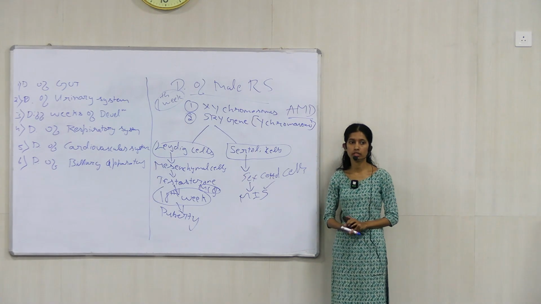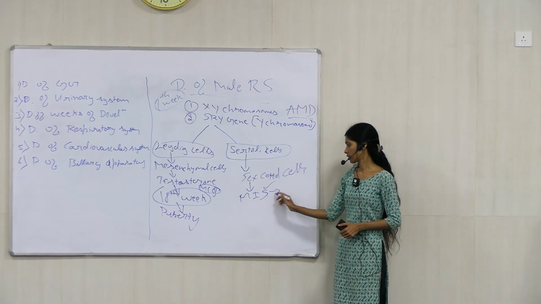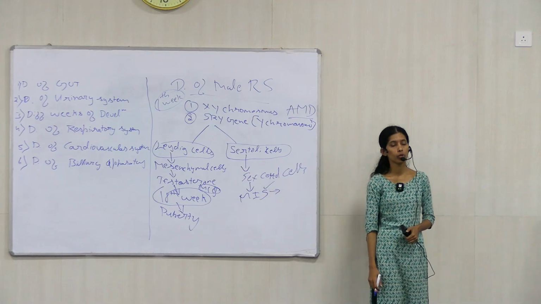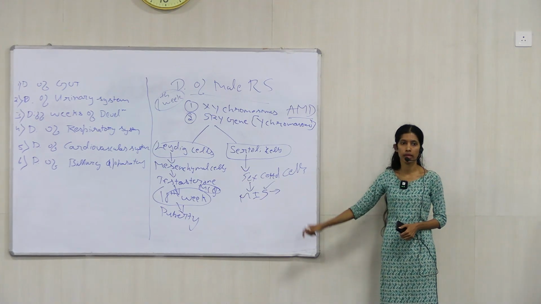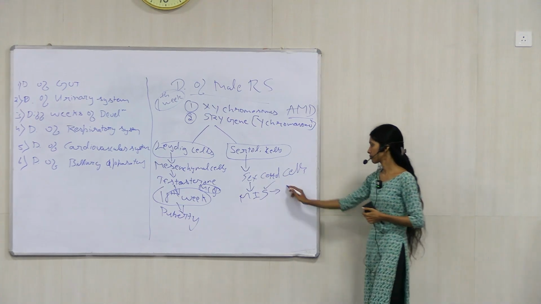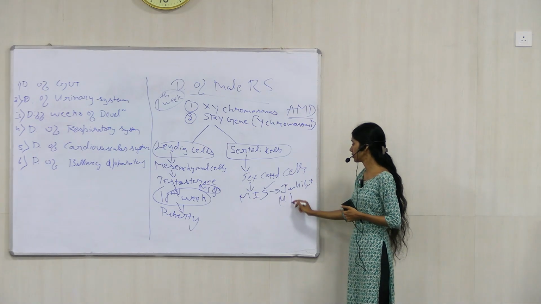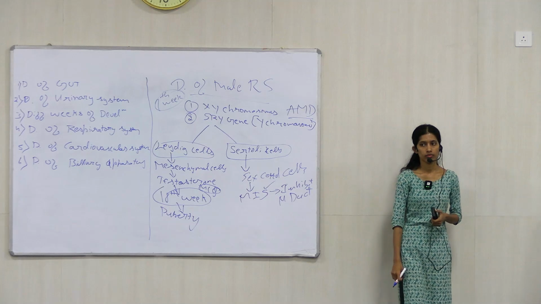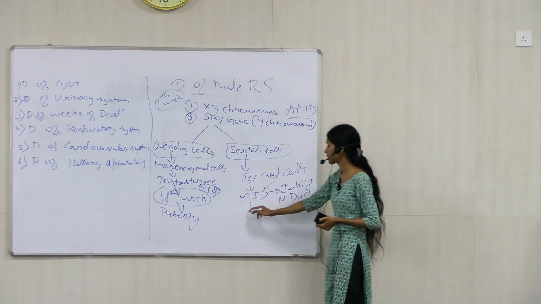Müllerian inhibiting substance. The significance of this substance is mainly to inhibit the Müllerian duct. Now tell me whether we can see this in males or females or in both sexes. It inhibits the Müllerian duct. Okay, it is seen in females.